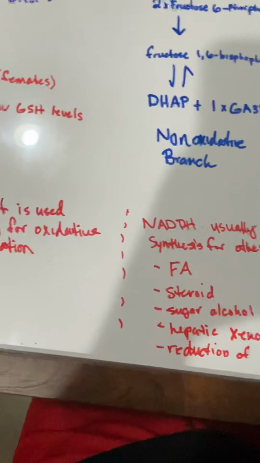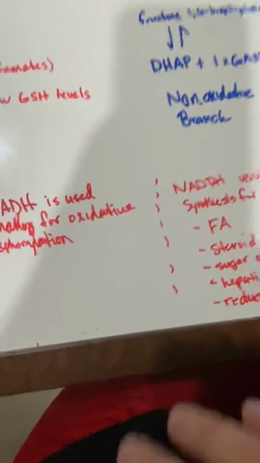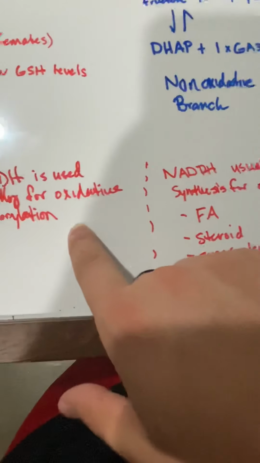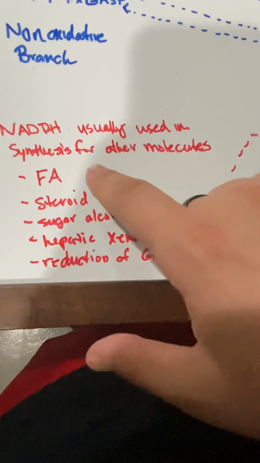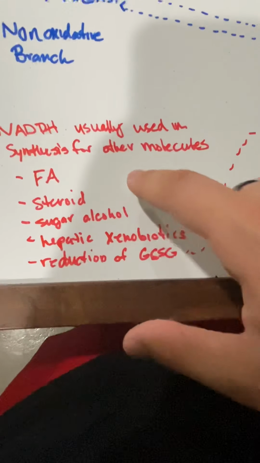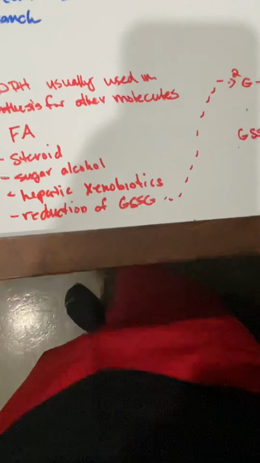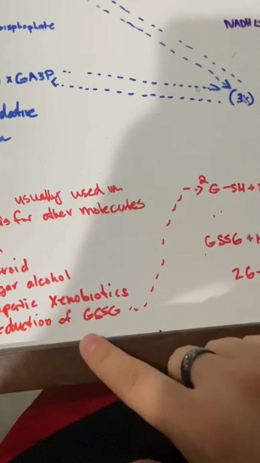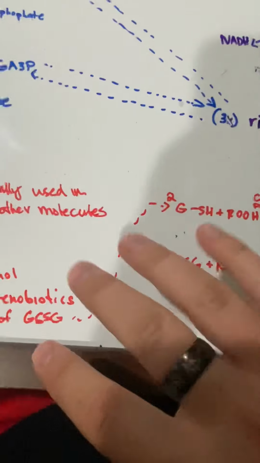So something to note about NADH and NADPH is NADH is normally used for oxidative phosphorylation. NADPH is usually used in the synthesis of other molecules such as fatty acids, steroids, sugar alcohols, hepatic xenobiotics, or just drugs that are digested in the liver, and the reduction of GSSG, which I believe is an antioxidant.